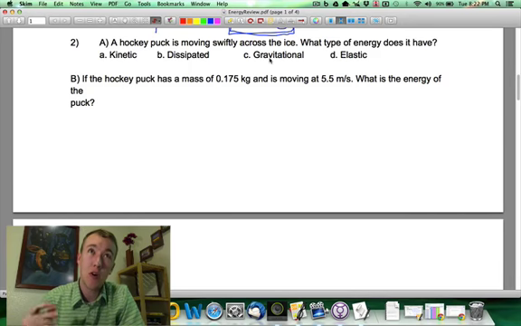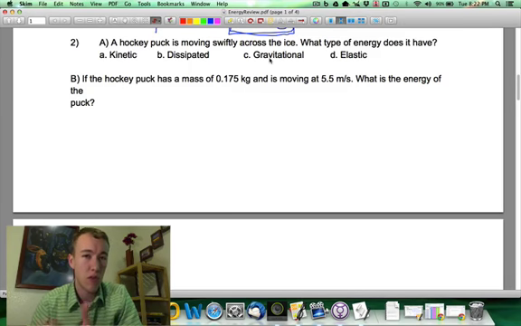Even though ice isn't perfect, we like to imagine it as a perfectly frictionless surface, so there's not going to be any dissipated energy. That hockey puck has the energy of movement, so it's going to have all kinetic energy. If that hockey puck has a mass of 0.175 kilograms and it's moving at 5.5 meters per second, what is the energy of the puck?